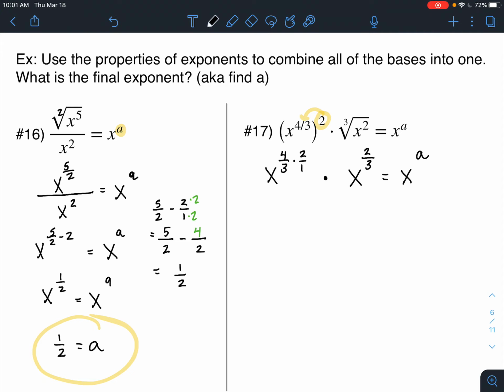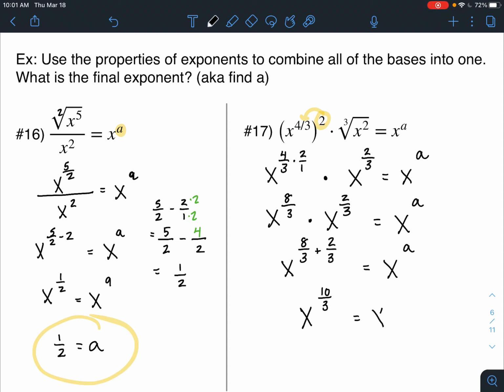So over here, 4 times 2 is 8. So I get 8 over 3. And then I have times x to the 2/3. And when I am multiplying with common bases, I'm going to add the exponents. So I get 8/3 plus 2/3. And they already have a common denominator, which is great. So if I add across, I get 10/3. So if x to the 10/3 is equal to x to the a, well then the power is 10/3. So that's going to be our a value there.